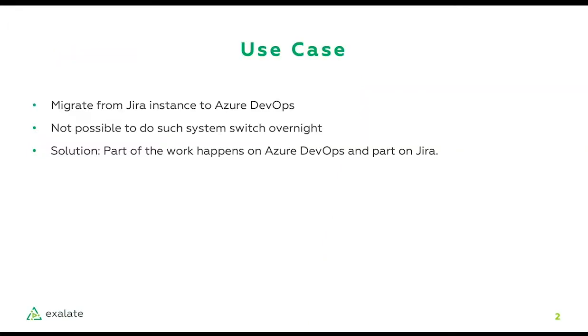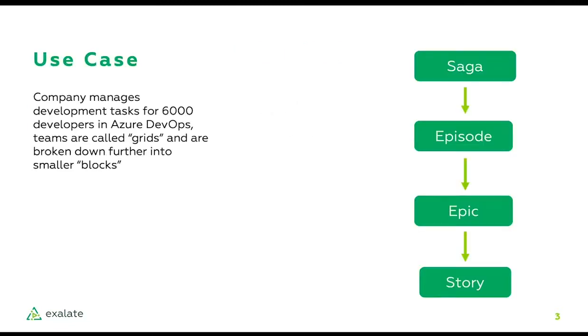The use case itself, it's a migration from Jira to Azure DevOps. So this company, they decided it's not possible to do the switch from Jira to Azure overnight. So the solution for them was that part of the work was going to happen in Jira and part of the work is going to happen in Azure DevOps.